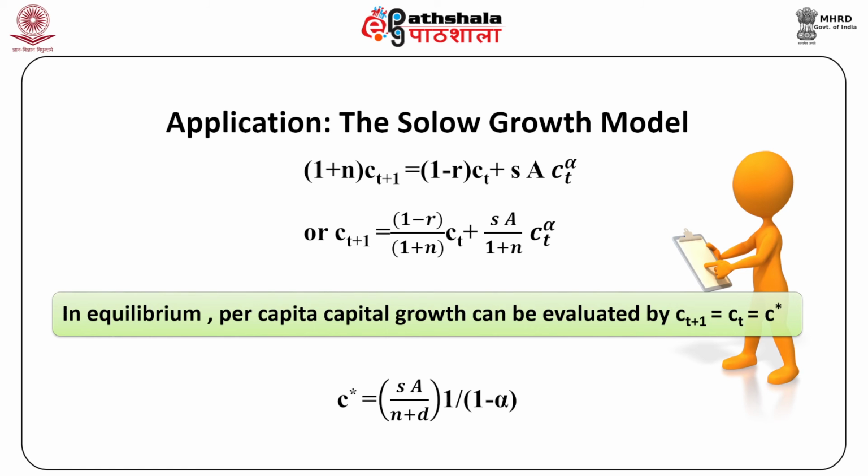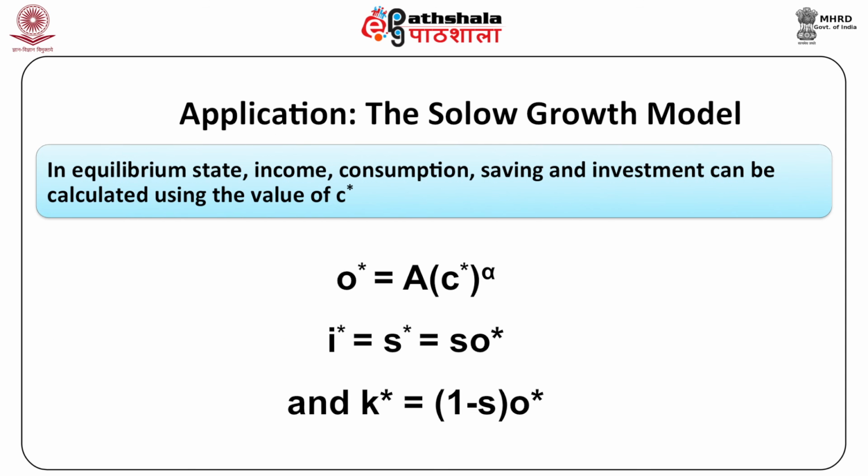In equilibrium, per capita growth can be evaluated by c_{t+1} is equal to c_t is equal to c star. Substituting in the above model, we get c star is equal to (s A divided by (n plus r)) raised to the power of 1 divided by (1 minus alpha). Correspondingly, in the equilibrium state, income, consumption, savings and investment can be calculated using the value of c star. O star is equal to A c star raised to the power of alpha. I star is equal to S star, which is equal to s into O star, and K star is equal to (1 minus s) into O star.